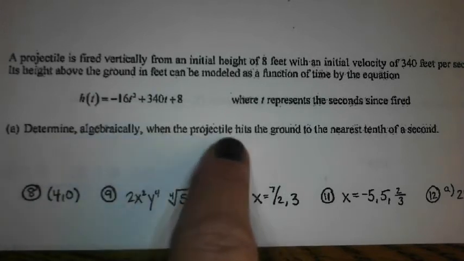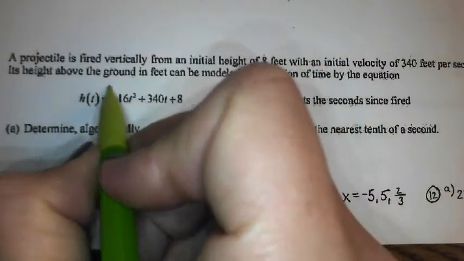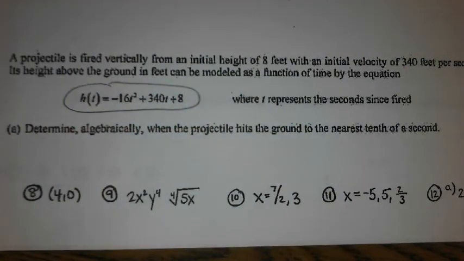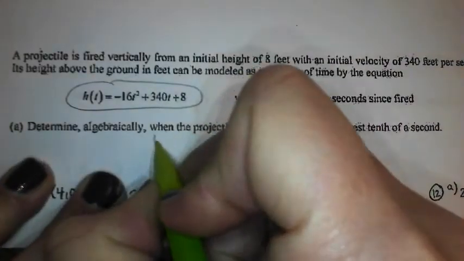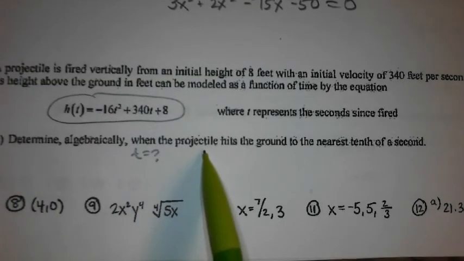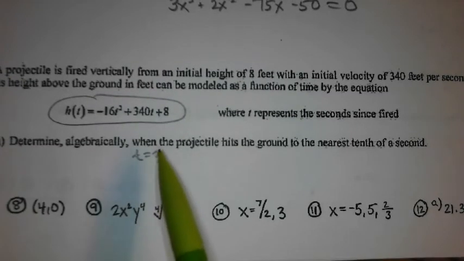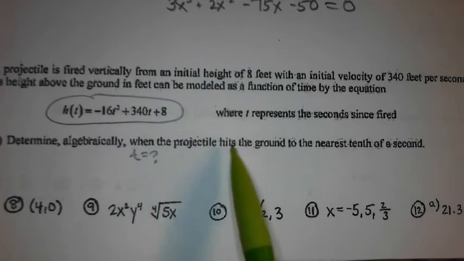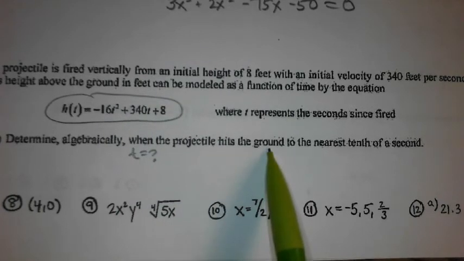Determine algebraically when this will hit the ground. So, if they're asking you when, are they asking you for H or T? T, time, right? They're asking you when, they're asking for T. Which means they must give you H. Bella, what are they giving you for H? What? 8? They're saying when does the projectile reach 8 feet? No. No. When does the projectile hit the ground? What do you know about the height when it hits the ground?